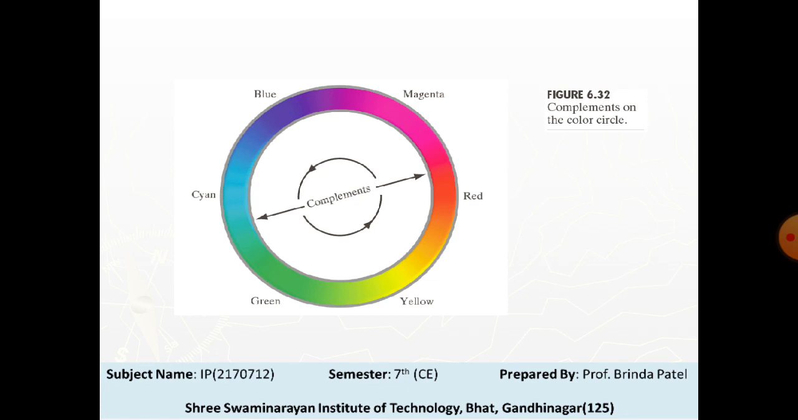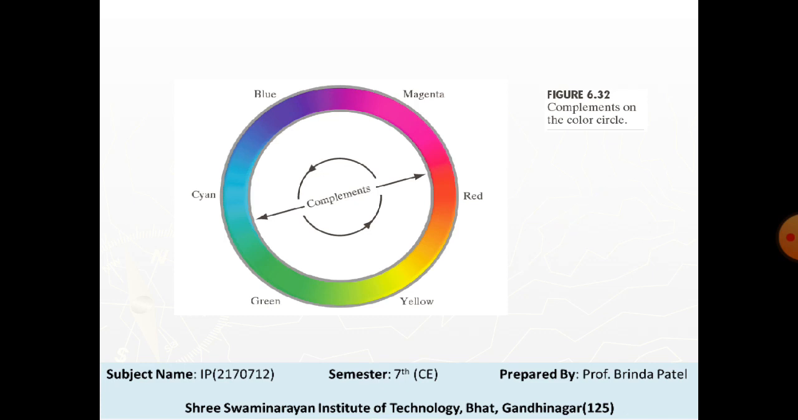So here, color complements. The hues directly opposite one another on the color circle of this figure are called complements. Our interest in complements stems from the fact that they are analogous to the grayscale negatives. As in the grayscale case, color complements are useful for enhancing details that are embedded in dark regions of a color image, particularly when the regions are dominant in size.